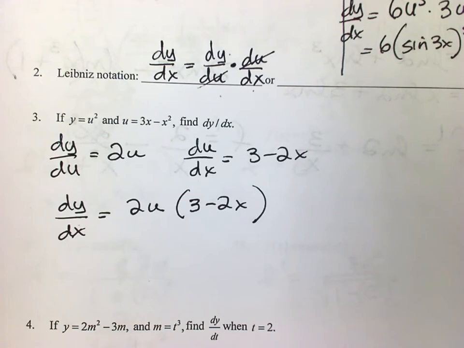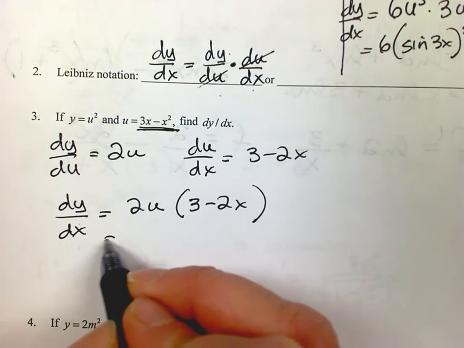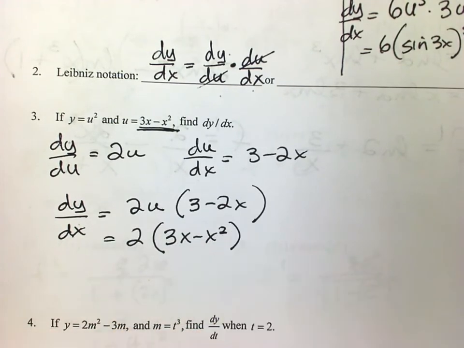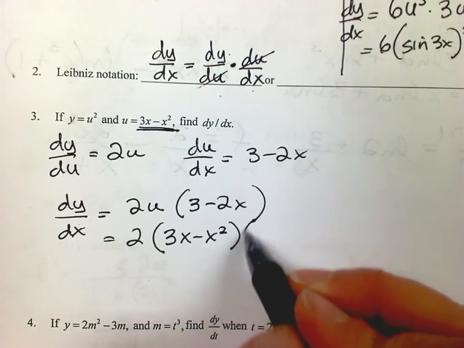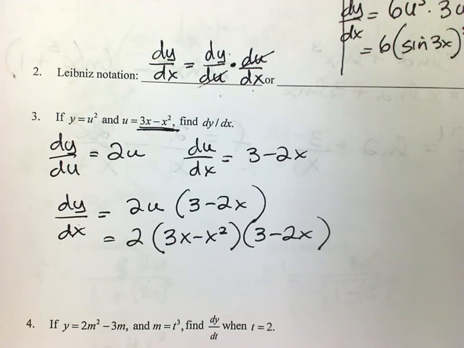And then substitute in the u. You just don't want to have two variables as part of your answer. So since I know that u is 3x minus x squared, this final answer becomes 2 times (3x minus x squared) times (3 minus 2x). At some point, you have to do the substitution.